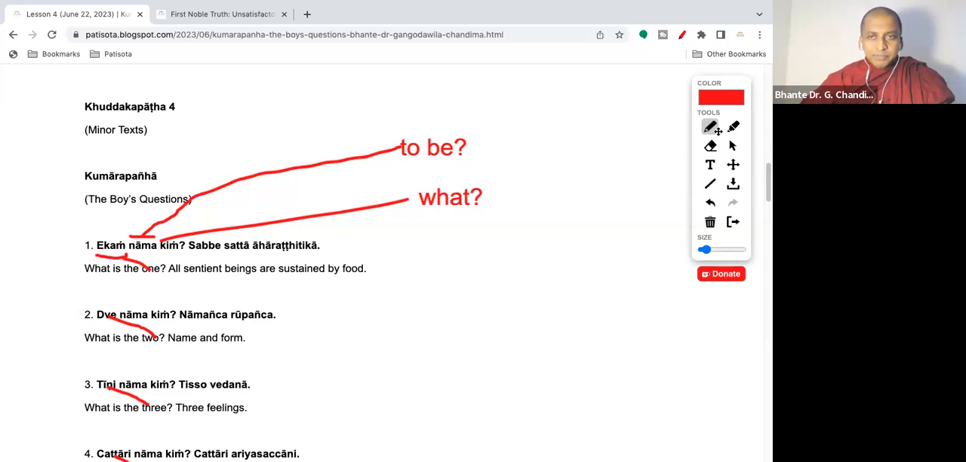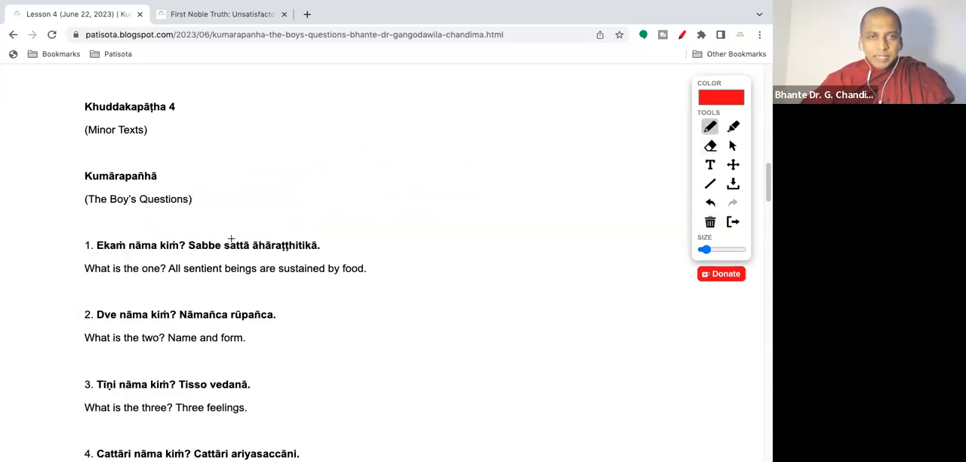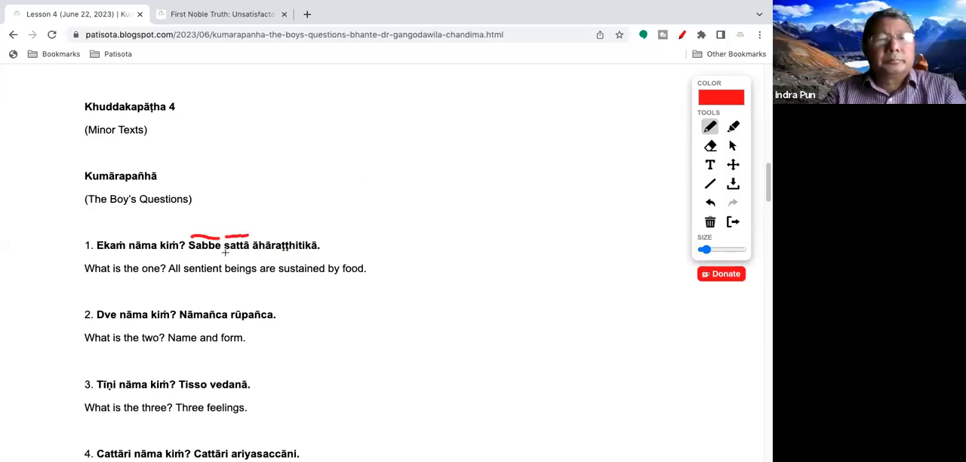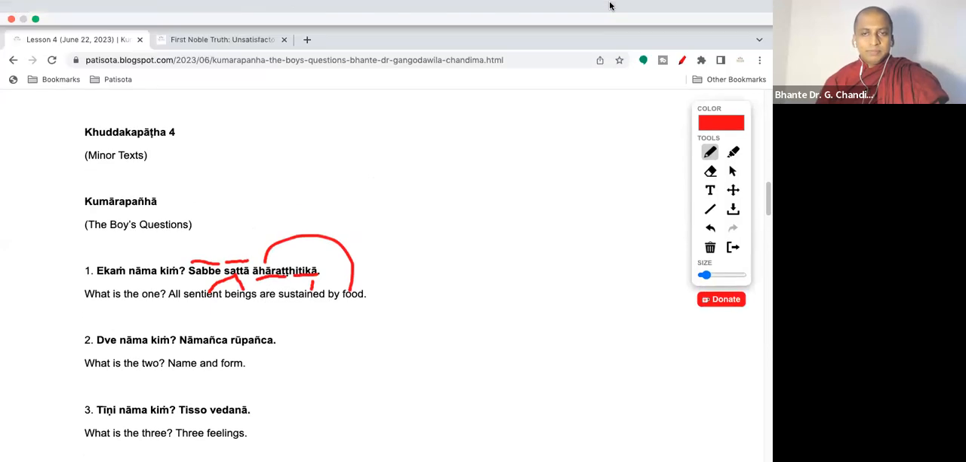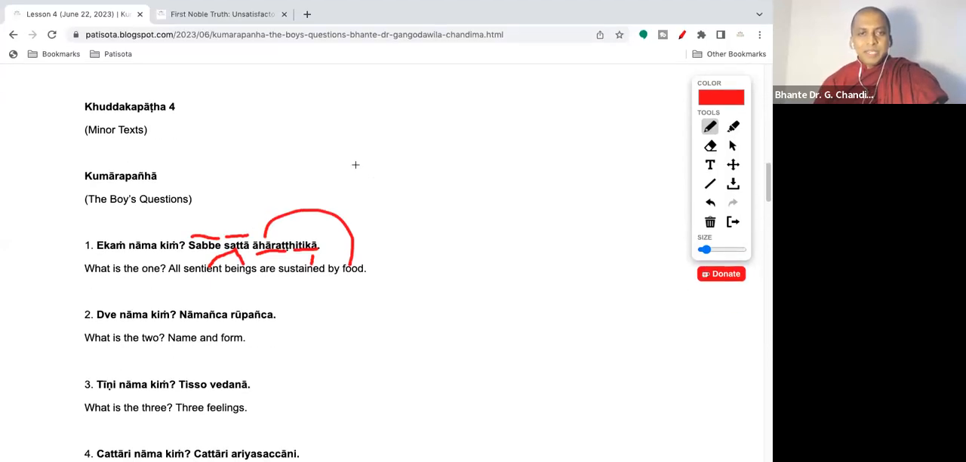Now, this was asked by the Buddha. The answer was given by Sopa. Sabbe satta ahara titika. What is sabbe? All. All, yeah. Satta means sentient beings. Ahara titika. Titika is sustain. Ahara means food. That means all sentient beings are sustained by food. All sentient beings are sustained by food. Is it true? It is true, right?